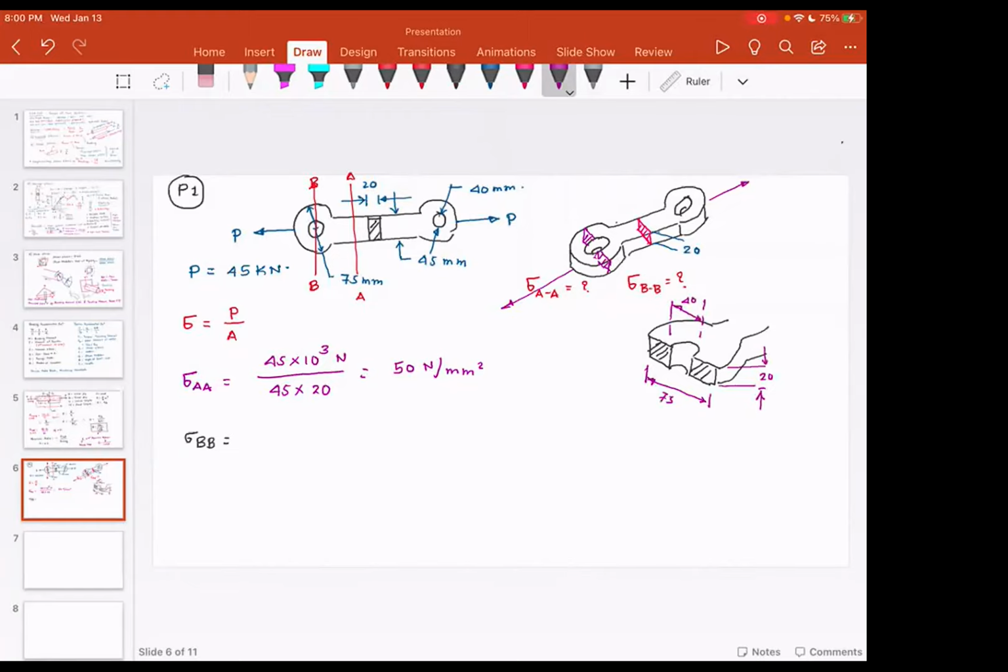So sigma BB is going to be 45 × 10^3 divided by the cross-sectional area, which is 75 minus 40 multiplied by 20, and that gives me the answer 64.3 Newton per millimeter square. So in this case, the areas are different. Any question? Everyone understood this problem?